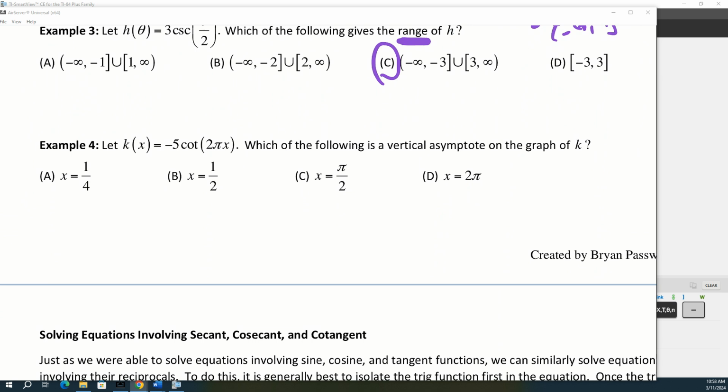All right, and then number 4. We have k, which is negative 5 cotangent of 2 pi x. And this one's asking about vertical asymptote again. Vertical asymptote, we care about horizontal changes, which is inside the parentheses. For cotangent, it is going to have a vertical asymptote anytime tangent is 0, which is at 0, and at pi, and at 2 pi. And again, unless you have an answer that is 0 or there's addition or subtraction inside, I wouldn't use 0. I'd go ahead and use pi.